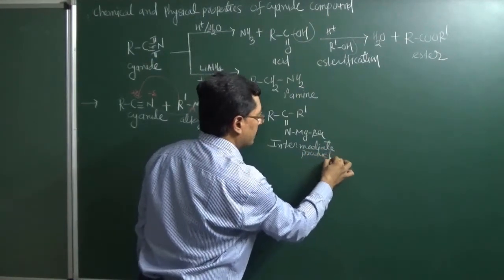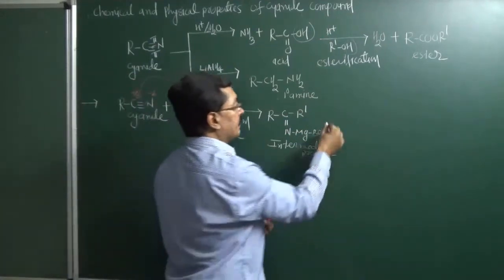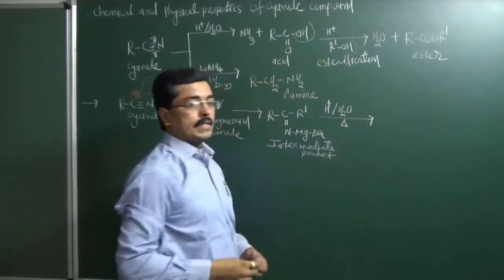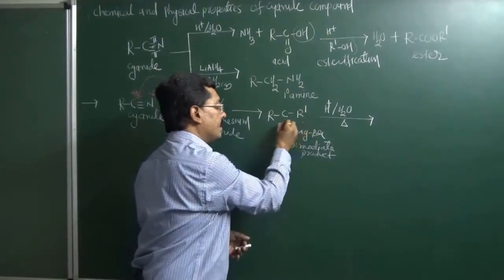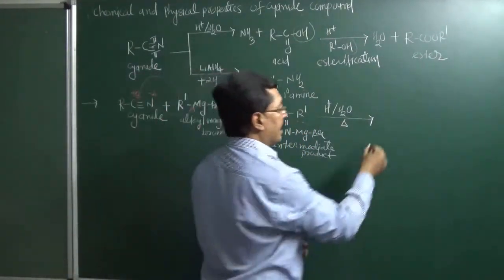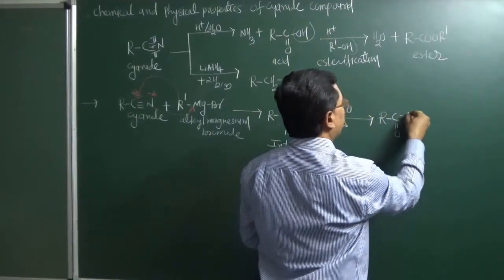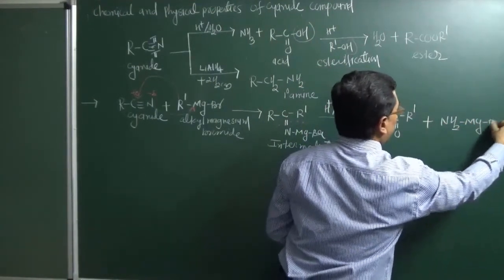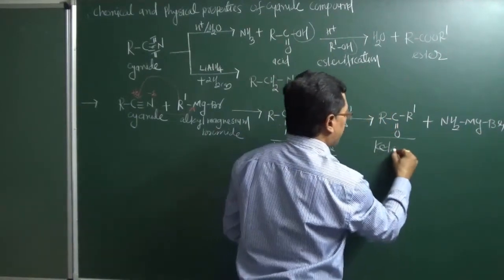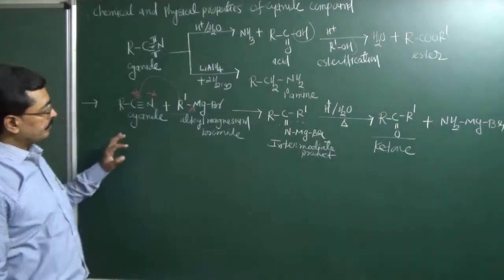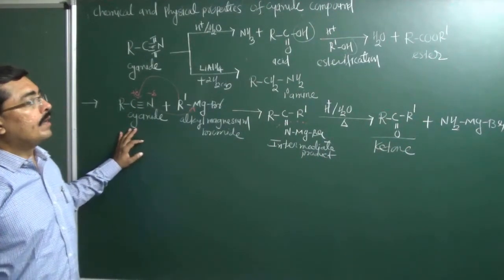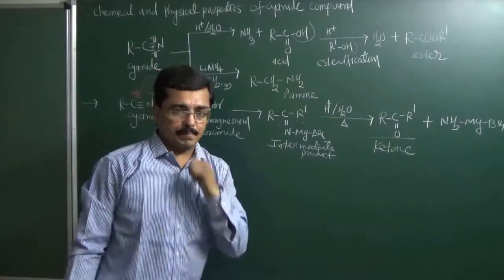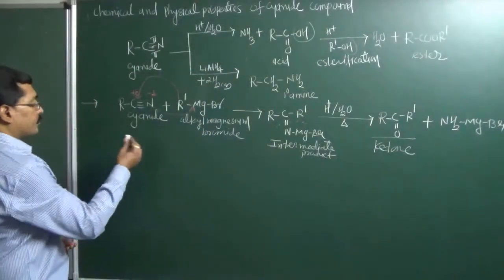This intermediate product undergoes hydrolysis in the presence of acid. When hydrolysis is carried out, hydrogen is added on nitrogen and oxygen is added on carbon. We get R-C double bond O-R dash and NH2MgBr. The main product possesses a carbonyl group, so it is known as a ketone. So from a cyanide compound, one can prepare an acid, an ester, an amine, as well as a ketone. Now let's see different examples of this type of structure.